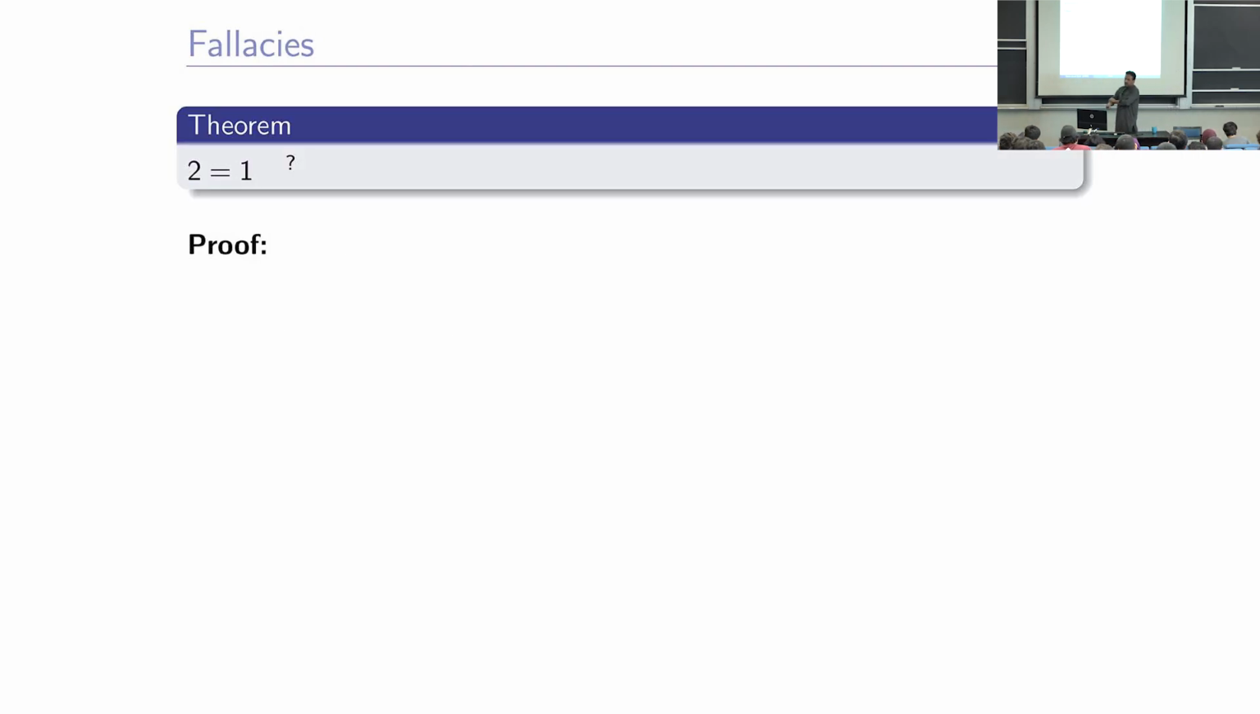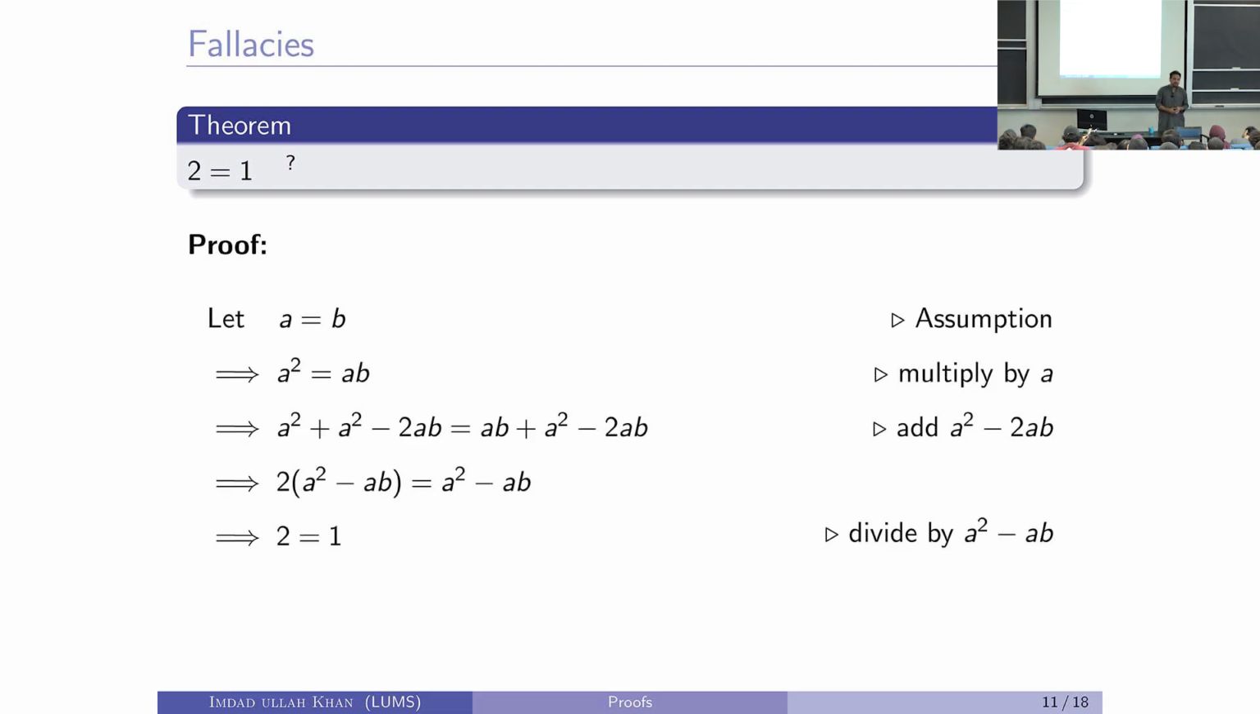Okay, so a little bit about fallacy. If you remember, in the first lecture I gave you a proof that 2 is equal to 1. Let's do another one. This you must have seen, and I'm still waiting for the problem of identifying the fallacy in that proof. So suppose A equals B. Okay.